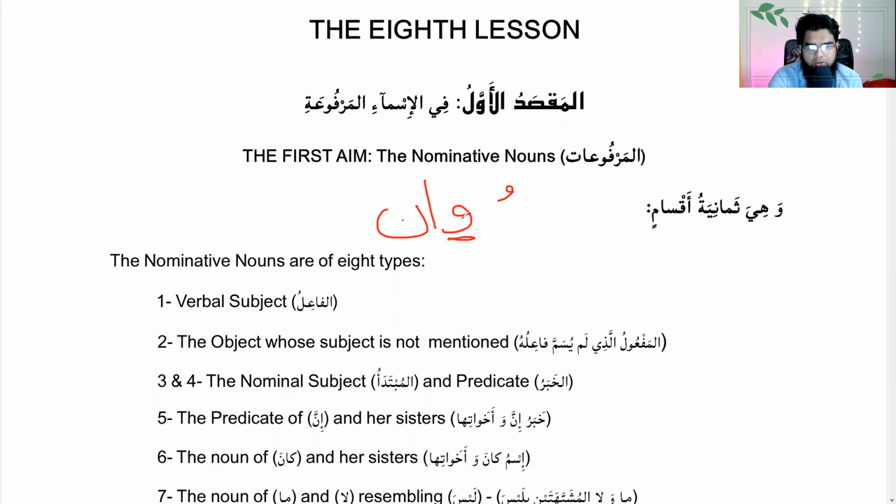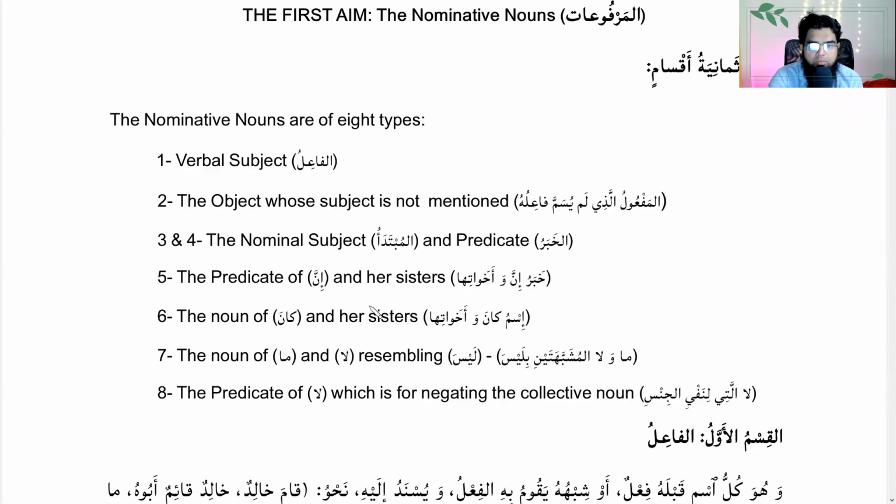The waw is in plural nouns. The alif is in dual nouns. The noon is in verbs, the mudare. Dhamma is in normal stuff. Okay, let's see all the eight types.